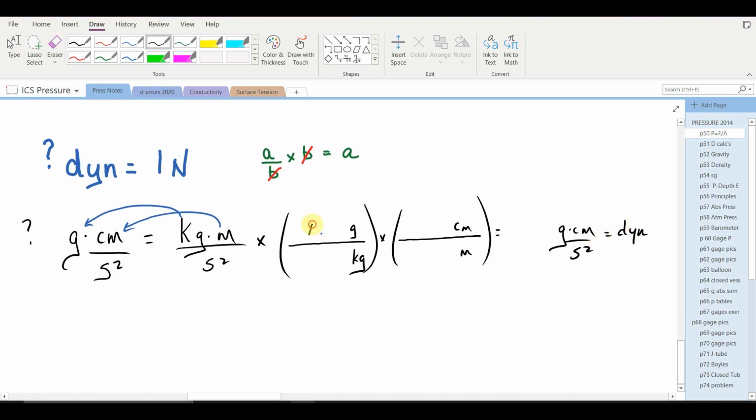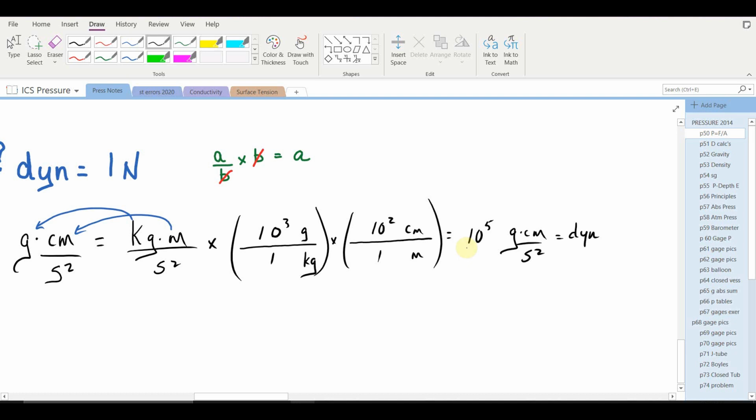Right, so we know that there's 1,000 grams in a kilogram and 100 centimeters in a meter. So we have 10 to the 5 gram centimeters per second squared, or 10 to the 5 dynes in 1 newton. And I do that calculation with you because we'll need to do it from time to time in this unit.